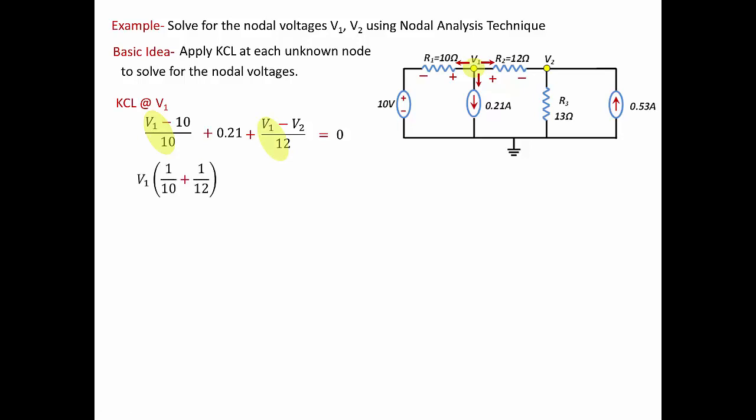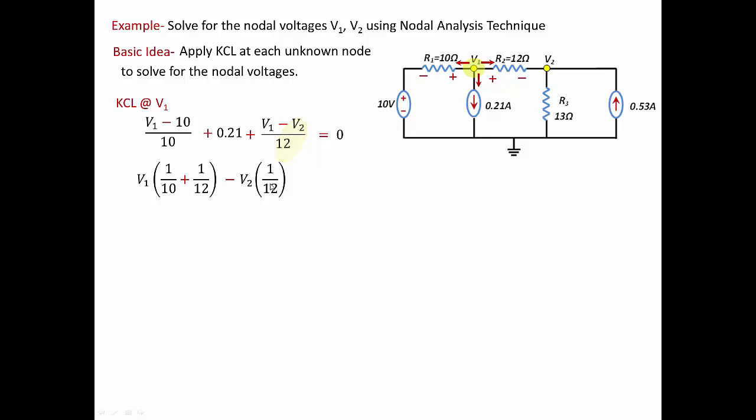So I can state that it's going to be V1 times 1 over 10, that's for the first element, plus 1 over 12. Now, I don't recommend students use common denominators. I recommend students enter the values like that for the V1 terms. Now I'm going to enter the values for the V2 terms, which is basically negative 1 over 12. So I'm going to say minus V2 times 1 over 12.